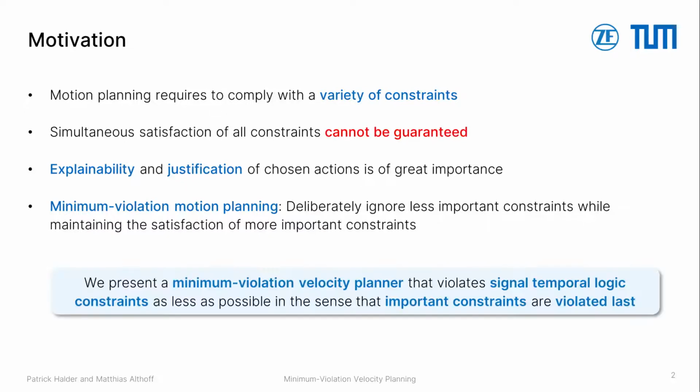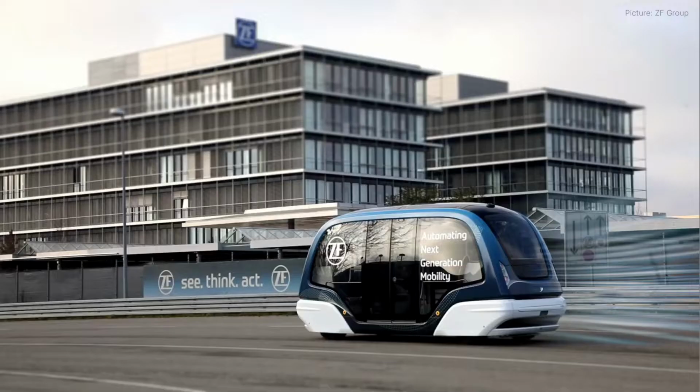In this work, we present a minimum violation velocity planner, which uses constraints formalized in signal temporal logic, and which violates these constraints as little as possible in the sense that important constraints are violated last. An application of our planner is ZF's autonomous shuttle, which moves along a predefined path by using a magnetic positioning system according to an online computed target velocity profile.